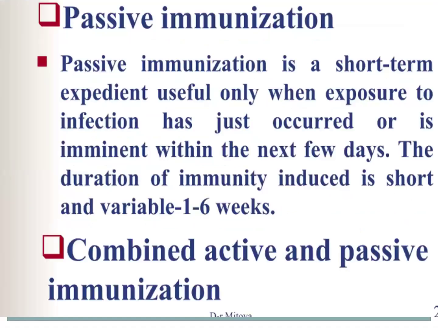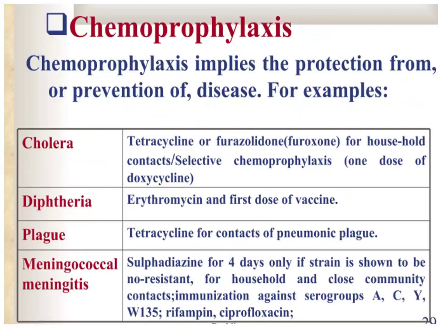And what is passive immunization? It is a short term expedient useful only when exposure has occurred, in which preformed antibodies are given. So normally both active and passive immunization are recommended. Then we have chemoprophylaxis, which includes the protection or prevention of diseases. For example, tetracyclines are provided for cholera. Erythromycin is provided for diphtheria. Tetracycline is provided for plague. Sulfadiazine is provided, and immunization, for meningococcal meningitis.